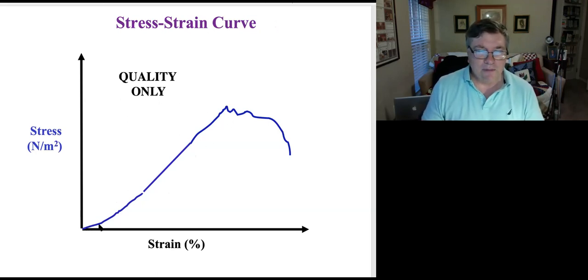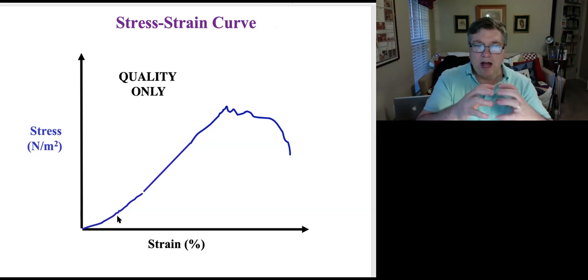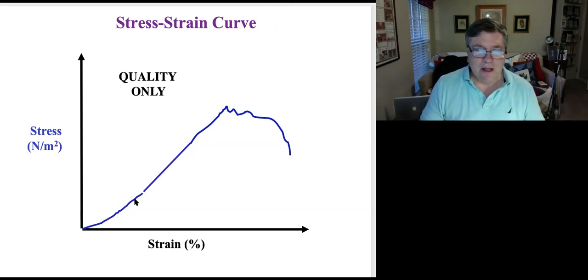So we have something called a toe region where the collagen fibers are straightening out. And then we have this long, elastic, linear region. Then you see this bend in the curve. That's the yield point where things are giving way. So for a ligament, we might have a mild or a class 1 sprain before the yield point.